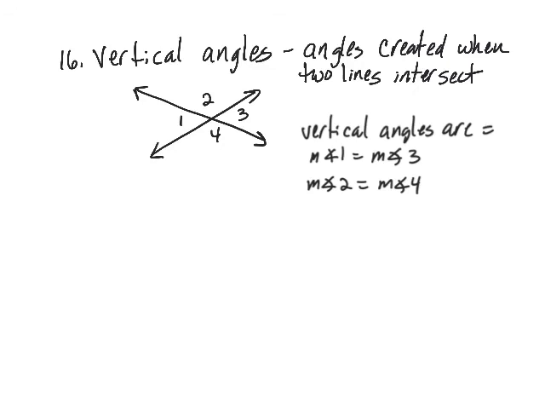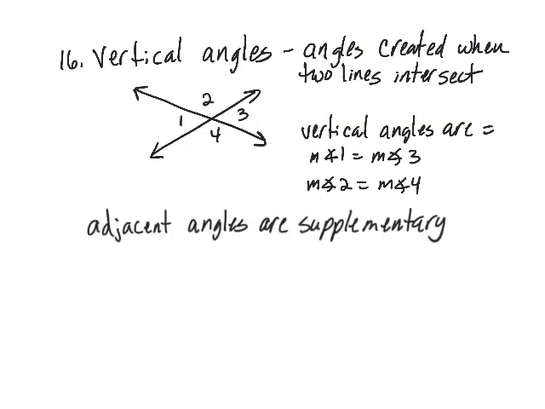Another property of vertical angles is that there are 4 sets of linear pairs here. So adjacent angles are supplementary. They add to 180. So when you have intersecting lines like this, the angles are either going to be equal to each other or they're going to add to 180. Those are the only 2 cases. And that's it for a rundown of the basic definitions of geometry.